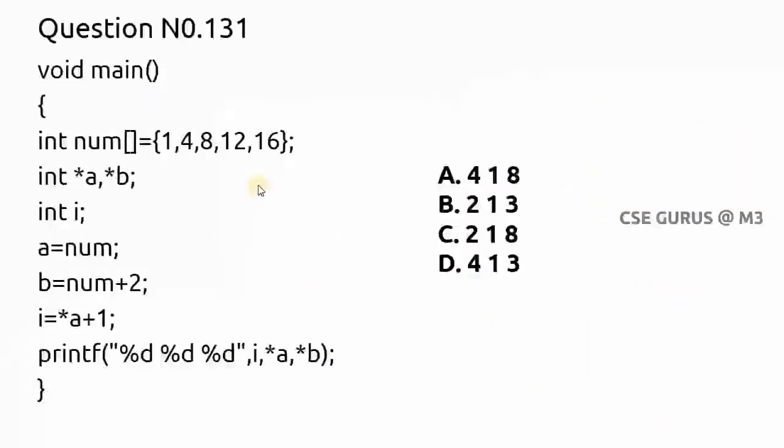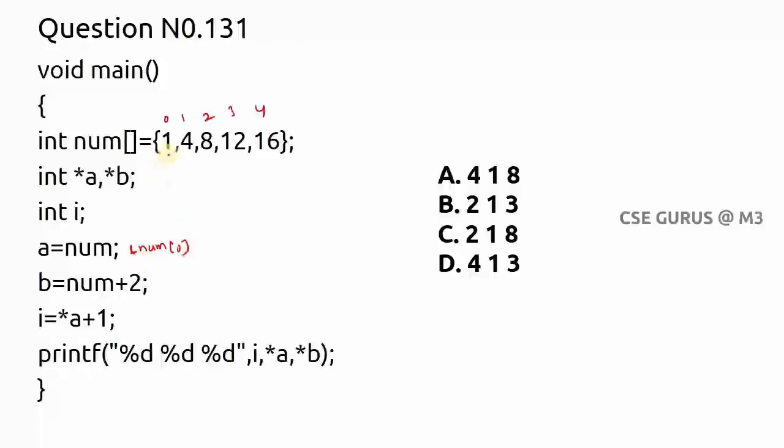Coming to question number 131. Here I have taken an array num which takes 5 values: 1, 4, 8, 12, 16. So num of 0 equals 1, num of 1 is 4, and so on; the index starts from 0. Now I have taken 2 pointers, pointer a and pointer b, and another variable i, where a equals num. What is the meaning? I told you, if num is an array and I print num, it takes the address ampersand num of 0.